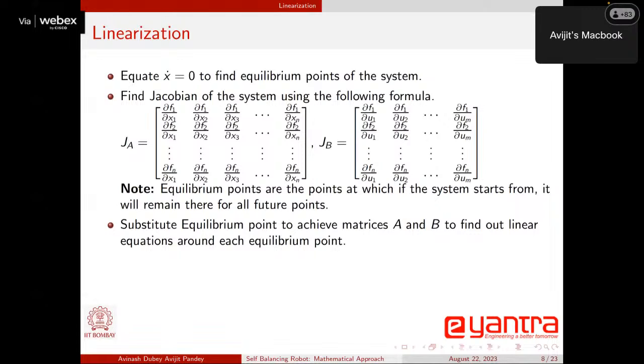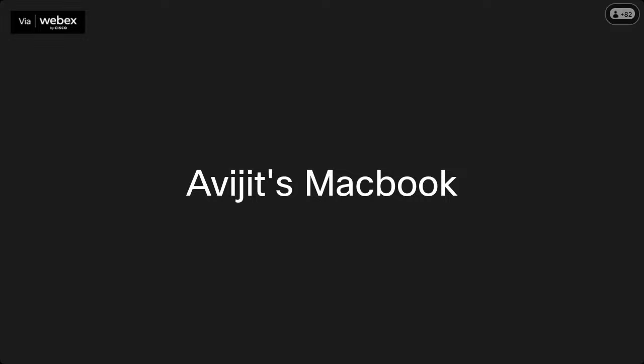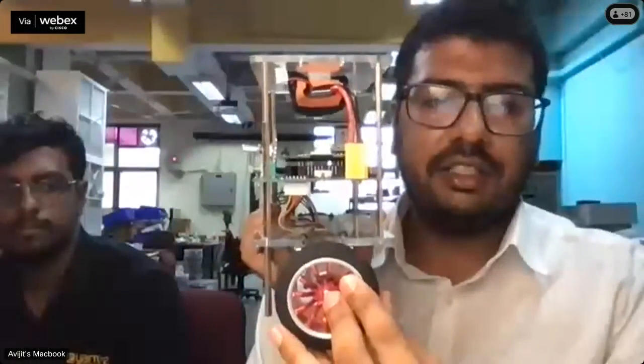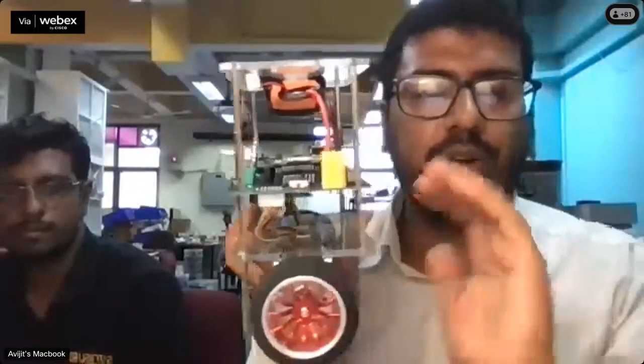To find the equilibrium point, we will equate the rate of change of states to 0. Why do we do that? Because if you think about the self-balancing robot, or any stable system, it will reach a point where all the states become constant. Since all the states are becoming constant, the rate of change of states will become 0.